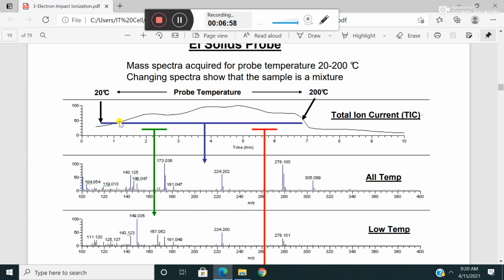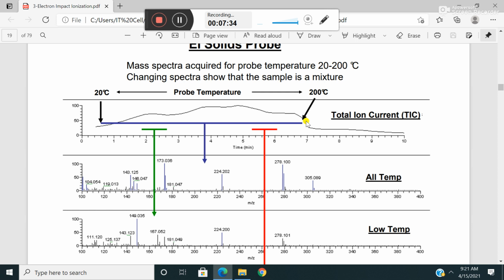So you can see that when we started at 20 degrees, the peak started rising, right? The peak is rising, and it's not a straight one. The peak started rising from 20 degrees centigrade and stopped rising after 200, meaning at 200 degrees centigrade. So the overall peaks for this compound are coming from 20 degrees centigrade up to 200 degrees centigrade.